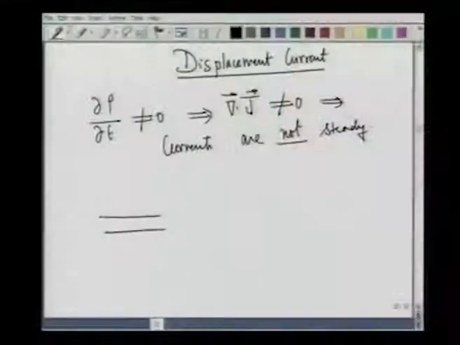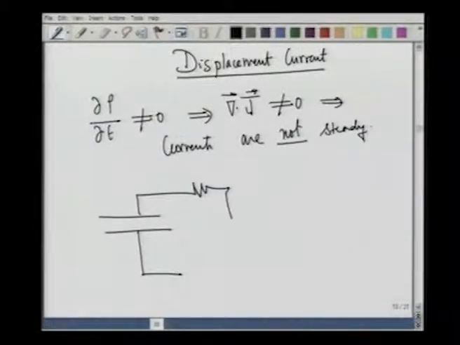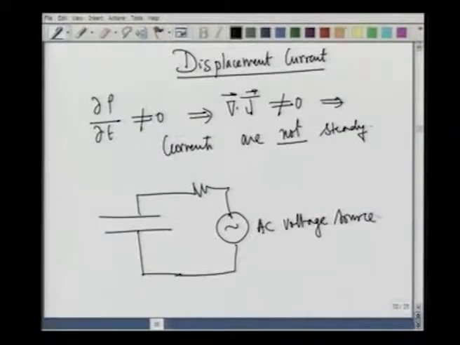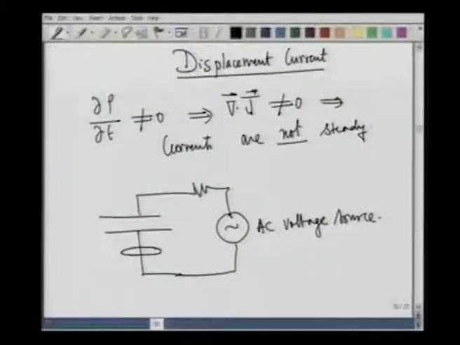All of you are familiar with this. You have a capacitor plate, and let us say there is a resistance here, and you have an AC voltage source. You will run into trouble if you try to use Ampere's law here, because I can consider a loop like this, and this is the surface that I am interested in, and I can try to evaluate the integral of B dot dl, which will give me the enclosed current.